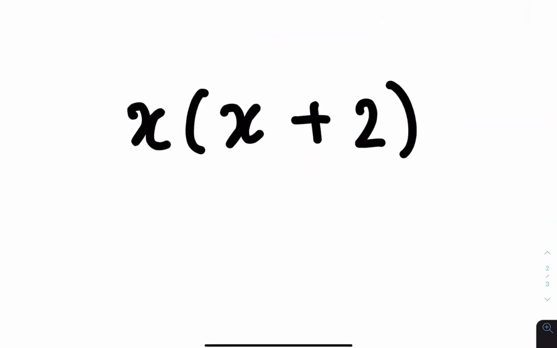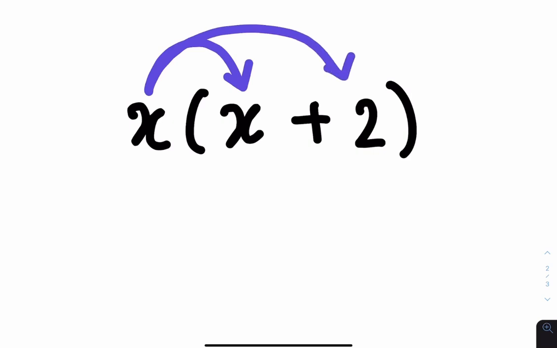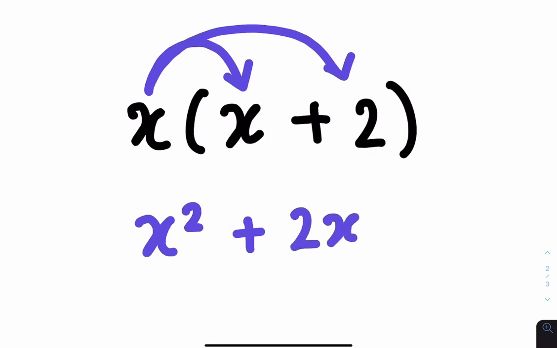Here we have x, open bracket, x plus 2. So we're going to do x multiplied by the first term and x multiplied by the second term. When you do x multiplied by x, you get x squared. And then when you do x multiplied by plus 2, you get plus 2x. Because remember, any number multiplied by itself is just that number squared.